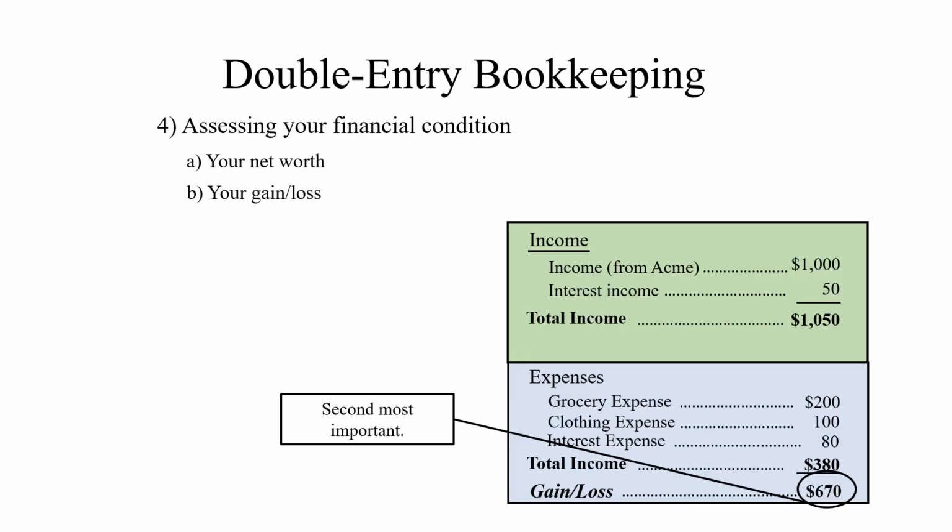The next most important would be your gain or loss, which you'd find at the bottom of your income statement. This tells you how much richer or poorer you became in the previous accounting period, assuming, of course, that the value of all your assets remained the same.